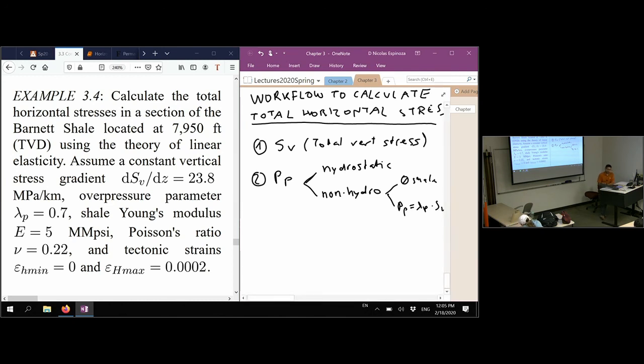So for pore pressure, if it is hydrostatic, you just use a hydrostatic pore pressure gradient, but sometimes when it is non-hydrostatic, you use the method that we saw for knowing the porosity of the shale, and if it's not the porosity that it should have at that depth, then you can calculate the pore pressure using those equations that we saw before, or simply if you know what the overpressure parameter is, which is this case, just multiply that overpressure parameter times the vertical stress at that particular depth, and then you get the pore pressure right away.